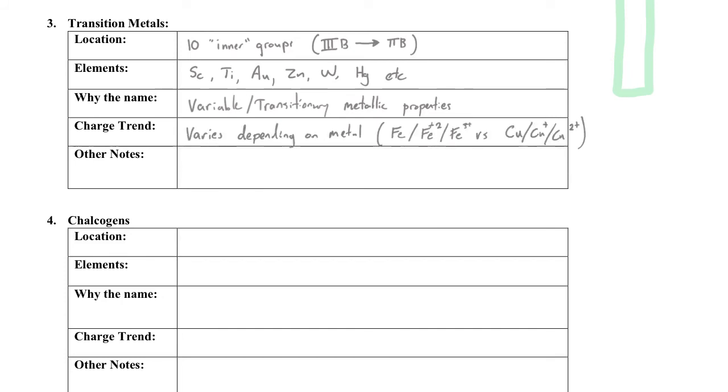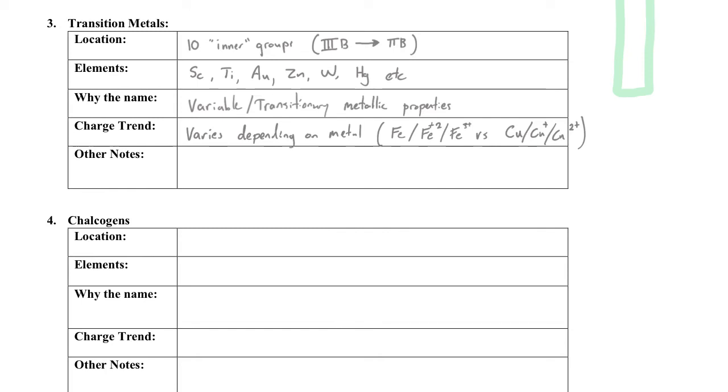A really good example of this variation in properties for transition metals happens to be the charge trend. Transition metals have a variable charge, and it often depends on the particular type of metal. For example, if we're looking at iron, we see iron can be neutral, +2, or +3. This is different from other metals in the transition metal block. For example, copper. Copper can be neutral, +1 or +2. This is different than what we saw in group 1 and group 2. In those groups, we saw fixed charges.